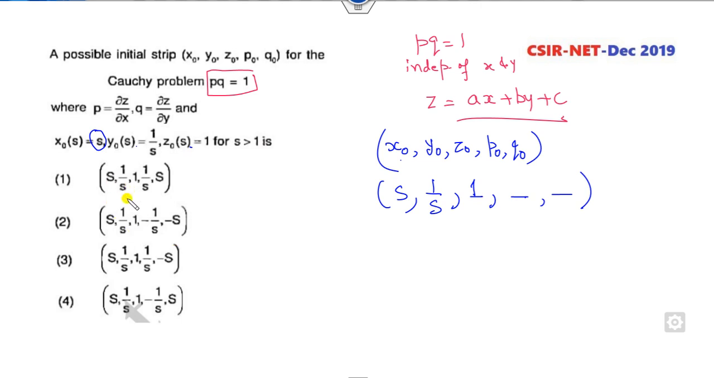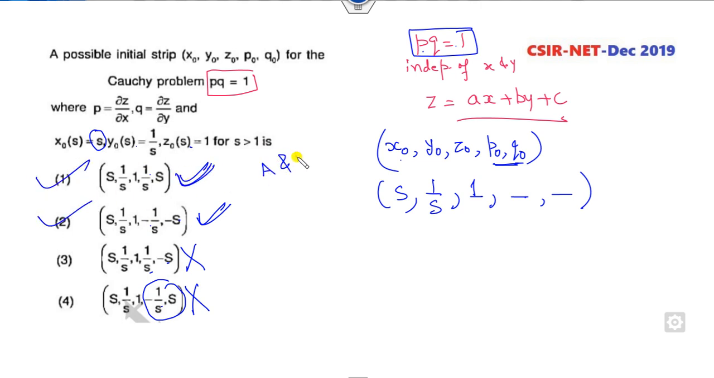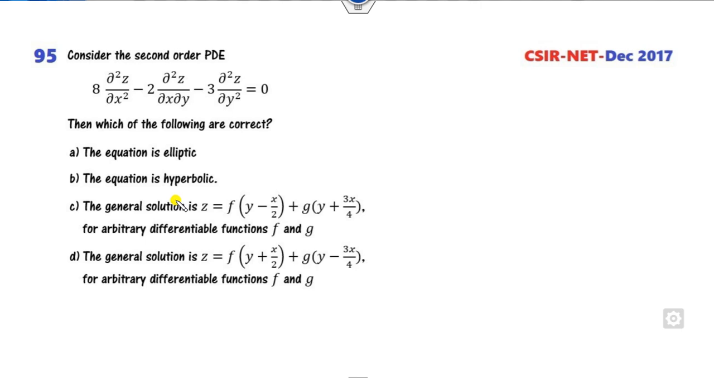So firstly we check whether all the options are satisfied. What is the condition on PQ? PQ is 1, so look at that. This PQ product is not 1. This PQ product is not 1. This product is 1, that's the right answer. This product is 1, that's the right answer. So the first and the second, A and B, are the correct options of this problem. No need to solve them. Just look at the options and try to find the solution.